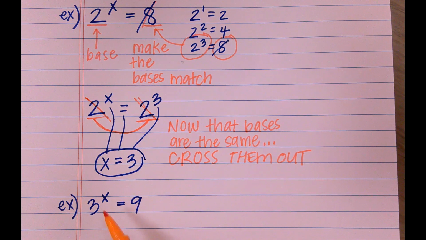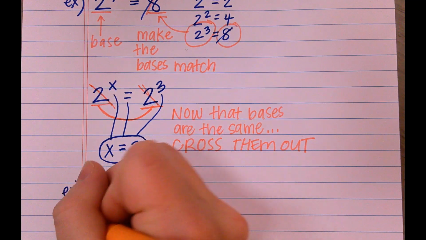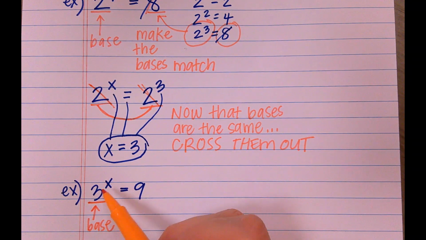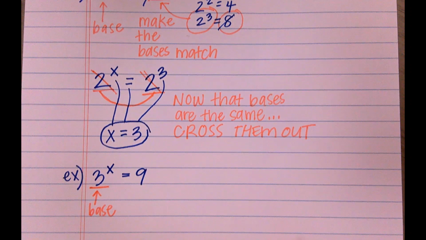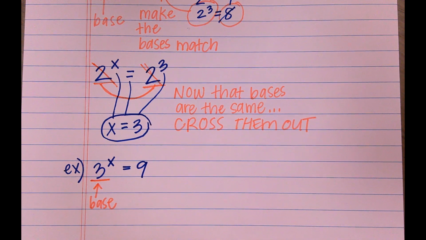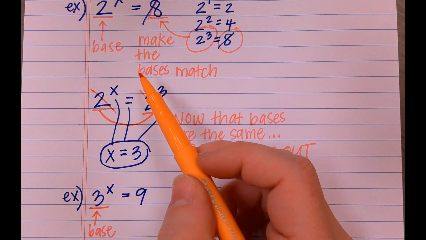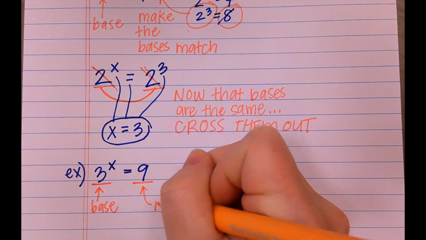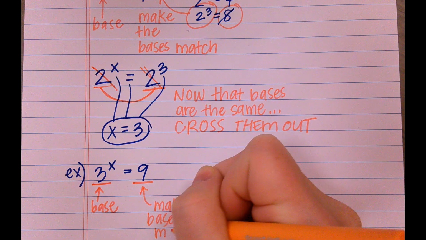So on the first half of my equation, 3 to the x power, what is my base? 3. Okay, so we'll underline that. This is my base. My exponent, I don't know. On the other side of my equation, is my base the same? No. It's not. It's 9. So we're going to do the same thing we did over here. We're going to make the bases match. So I'm going to write again, make bases match.